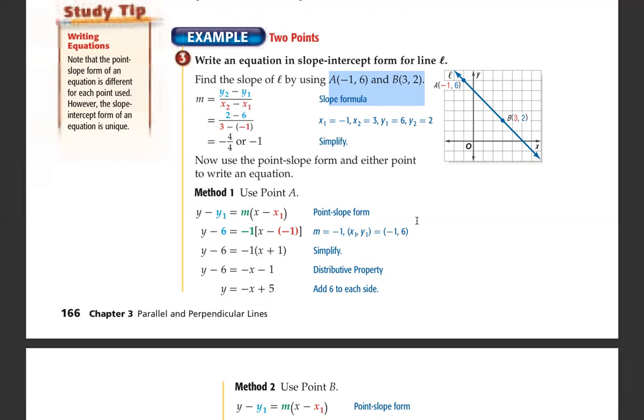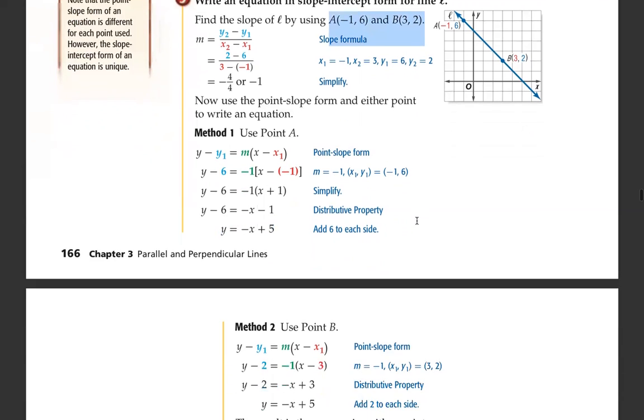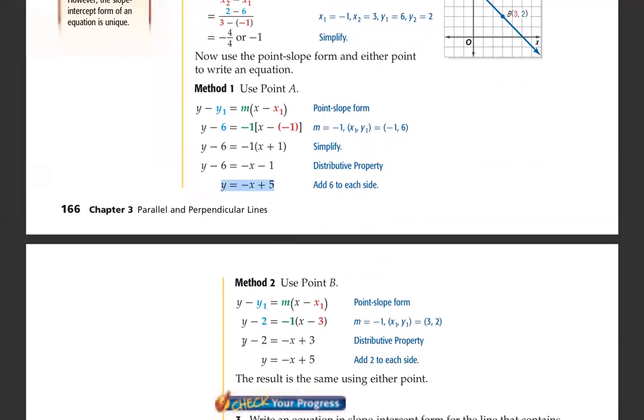Okay, now if you choose the other point, you may say, teacher, are they going to be the same? It should be the same with respect to the final answer, but you don't expect them to be the same when you are just writing them in point-slope form. This is the point-slope form when we use point A. This is the point-slope form when we use point B. But continuing our solution all the way to slope-intercept form, both of them end up the same: y equals negative x plus 5.